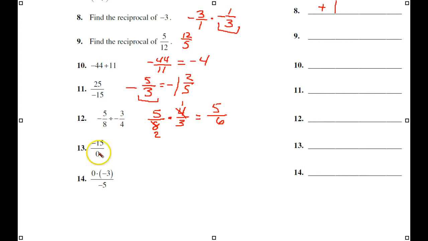Now, anything divided by 0, we said was undefined. Okay. And now notice when you have 0 in a string of factors, this top becomes 0. So when we divide 0 by any real number other than 0, the answer is always 0. Notice the difference between 13 and 14. If 0 is in the numerator, then it's 0. If 0 is in the denominator, it's undefined.